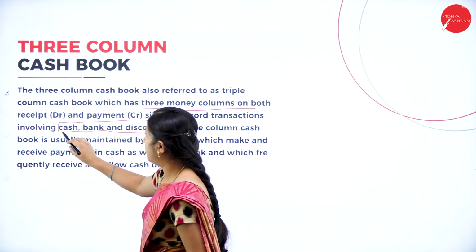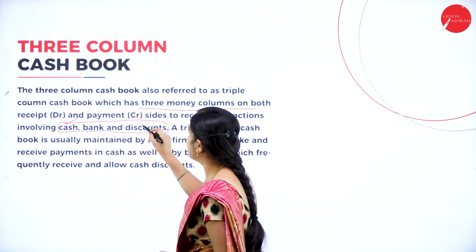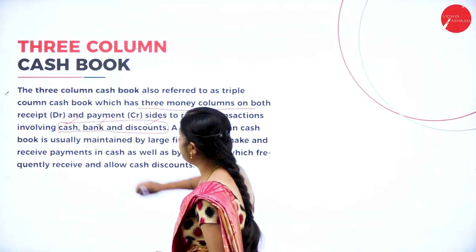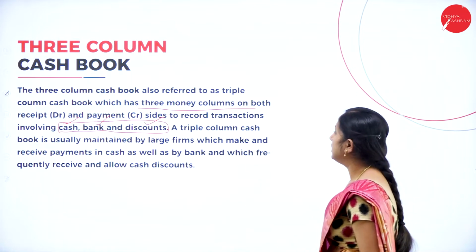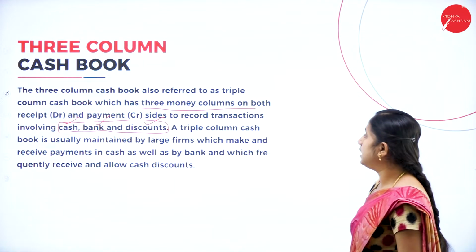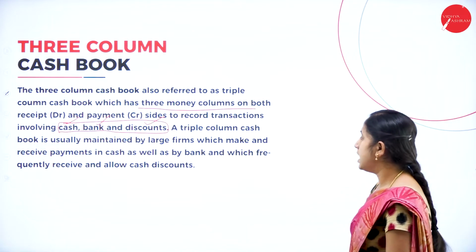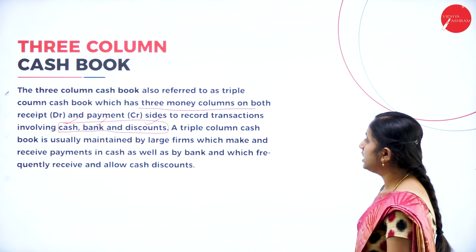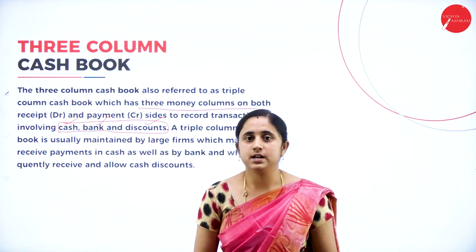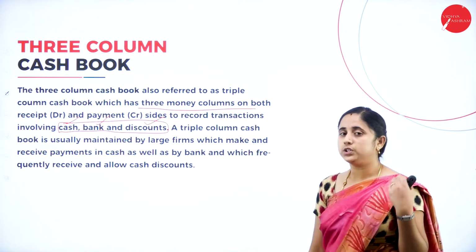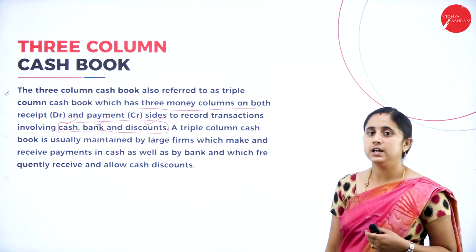In single column, we have only one column to record cash. In double column, cash plus discount. In three column, we have cash, bank and discount. A three column cash book is usually maintained by a large firm which makes and receives payments in cash as well as by bank, and which frequently receives and allows discounts. It is mainly used by a large business concern. They use both bank transactions as well as cash transactions, and they allow and receive discounts.